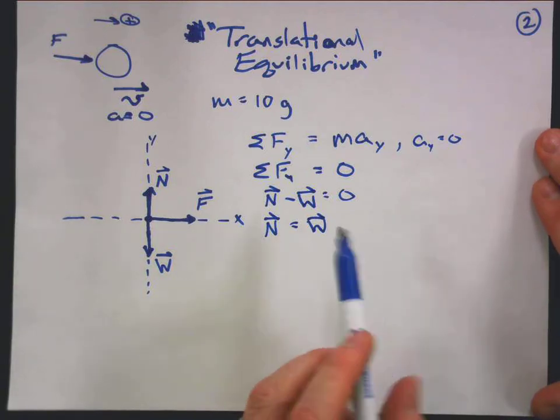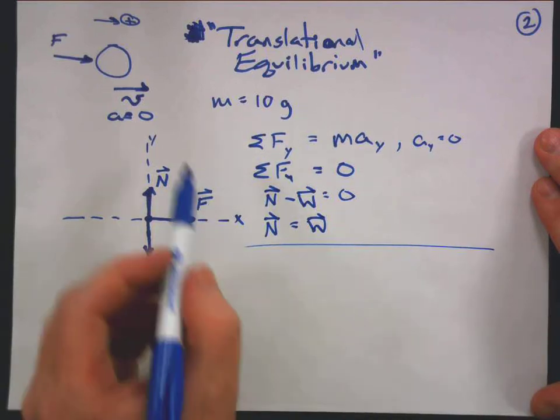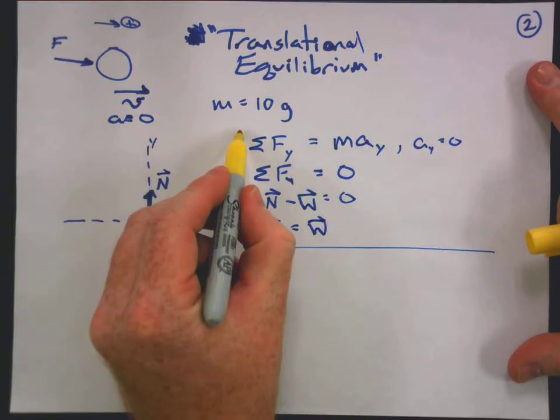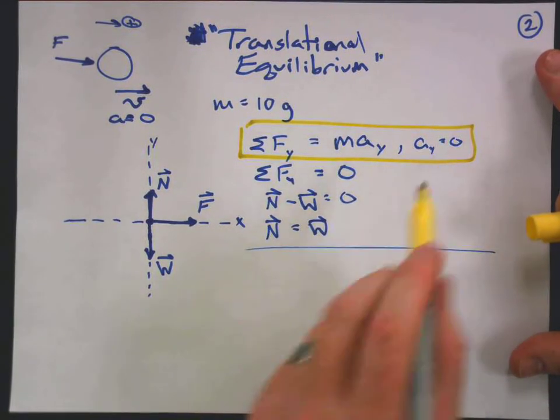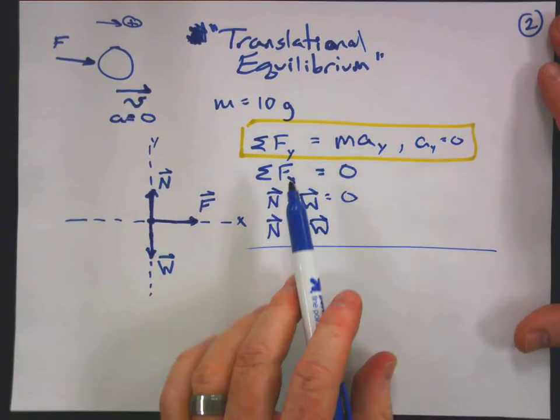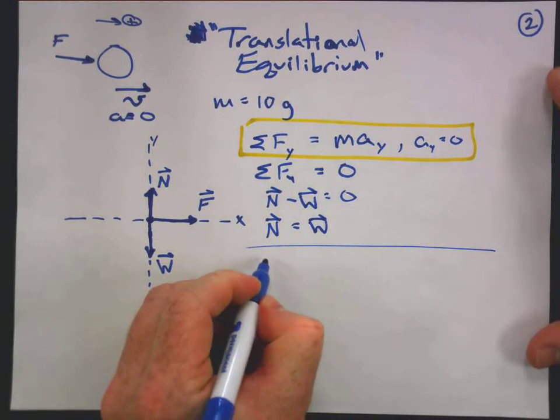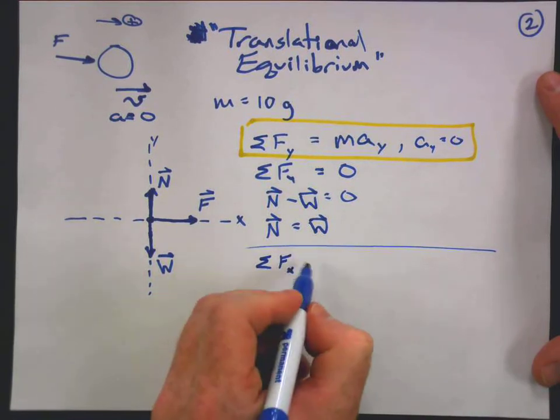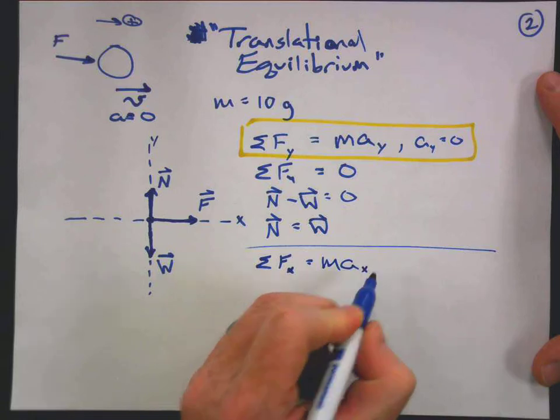But what about the x direction? Okay, so I'm going to do another second law statement. Let me highlight this a little bit. This is Newton's second law, and this right here is the beginning of all kinds of knowledge about the situation. Let me do one for the x direction, sum of forces in the x direction. So this is equivalent to mass times acceleration in the x direction.